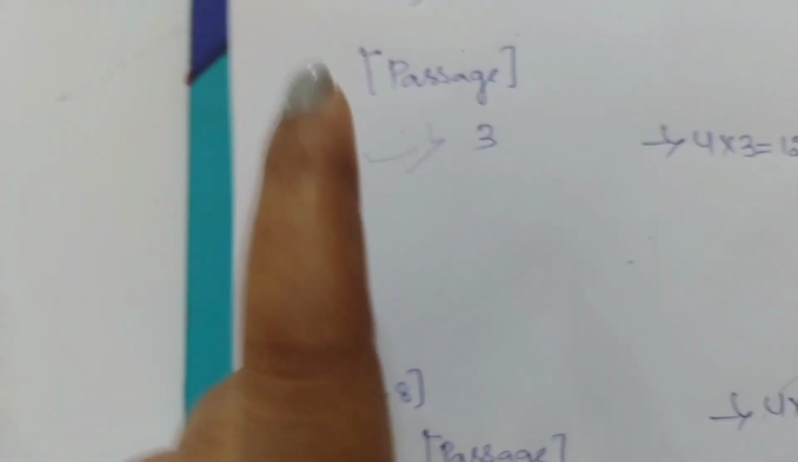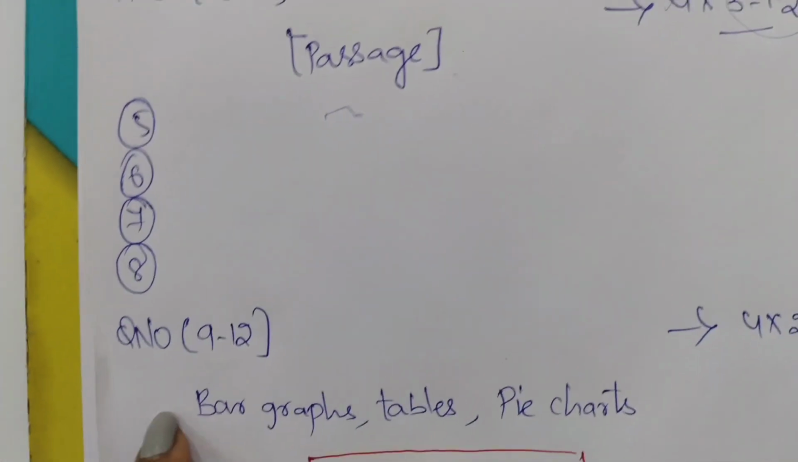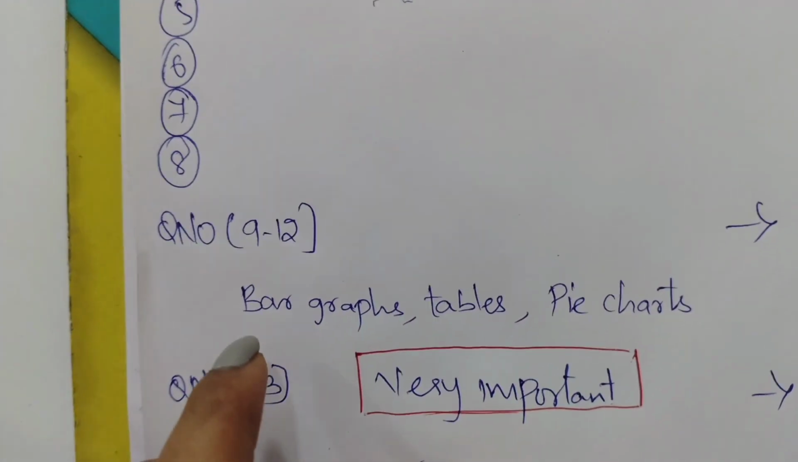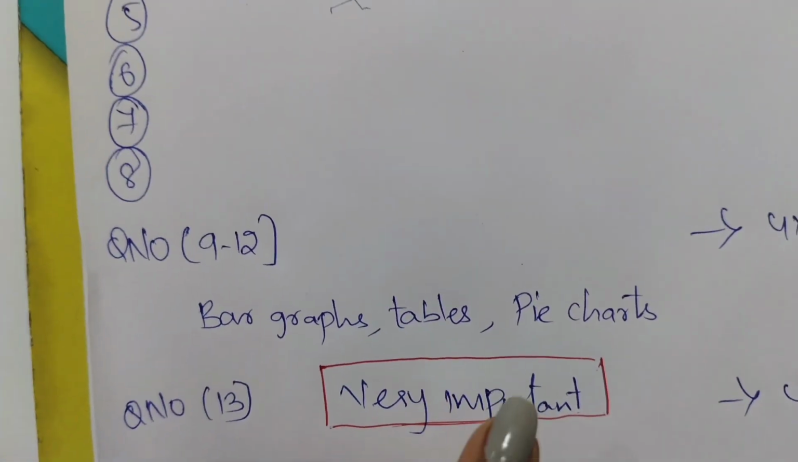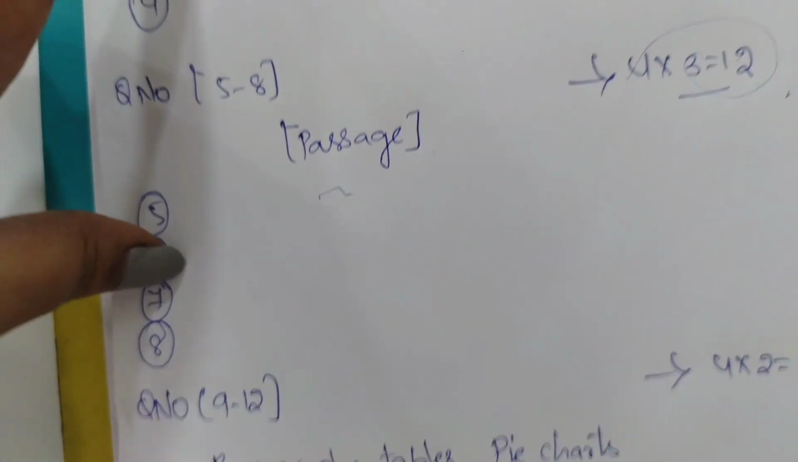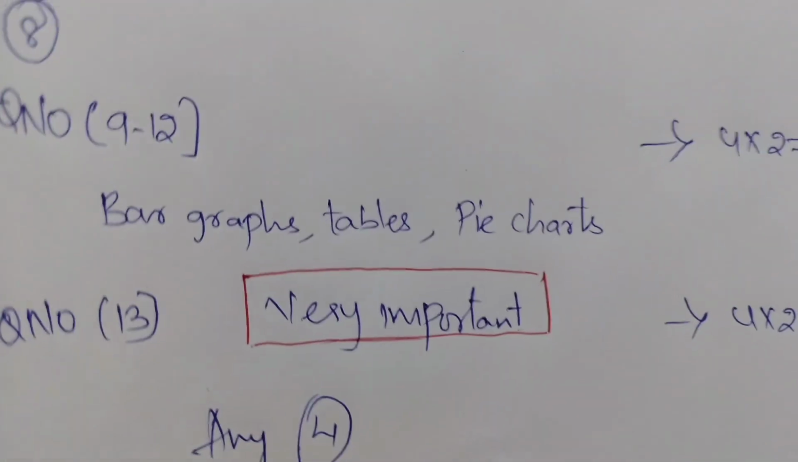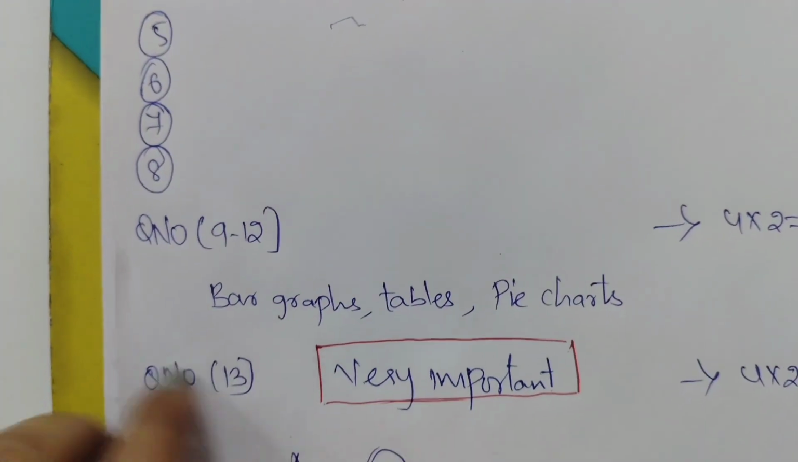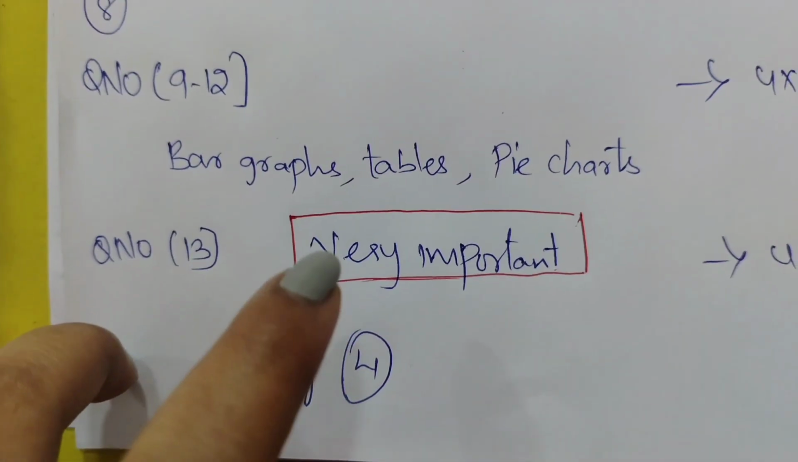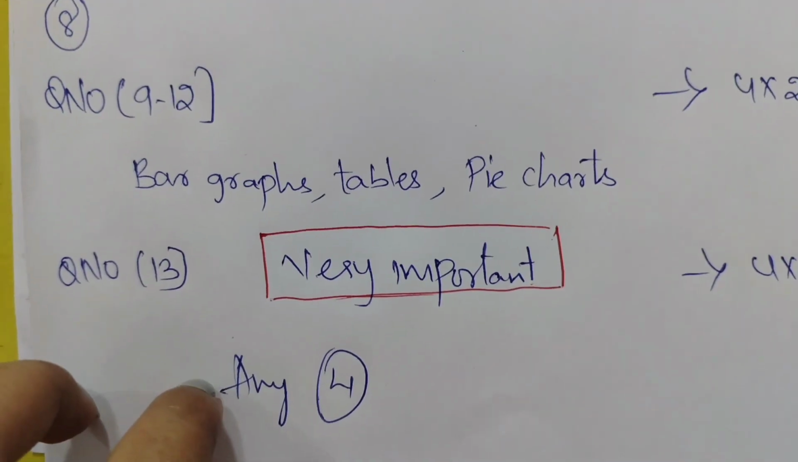So for the 1 to 4 passage, again the 5 to 8 passage, and next anything out of syllabus. That means they are going to give any bar graph, tables or pie chart which is not there in our textbook, but these ones will be there in our books only. So this will be taken from our lessons only, but this one is not from the lessons. Okay, so the 13th one is a very important bit, and you need to focus mainly on this.